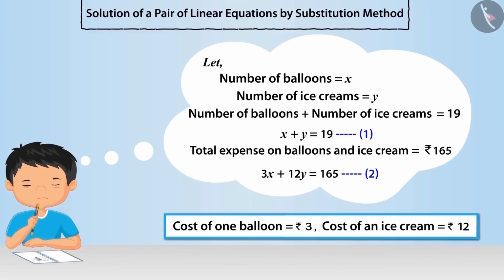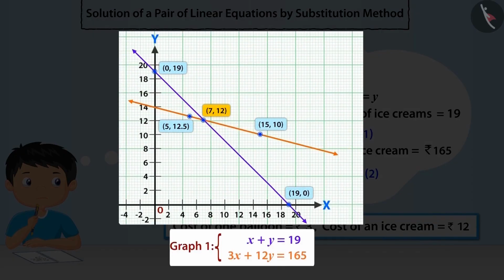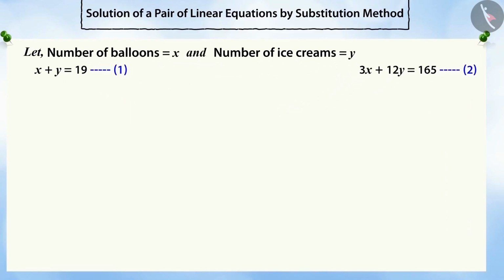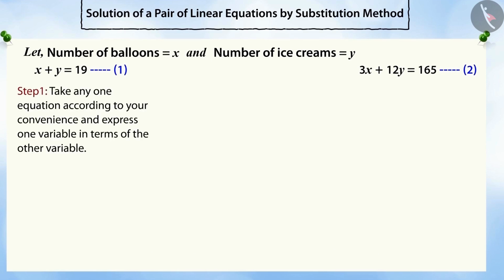In the previous video, we helped Rahul in finding the number of balloons and ice creams using the graphical method. In order to understand the substitution method, let's look at the pair of linear equations in two variables made by Rahul. We can divide the substitution method into three parts. In the first part, we choose one equation as per our convenience and express one variable in terms of the other. Like here, we take equation 1 and write variable y in terms of variable x. We can call it equation 3.